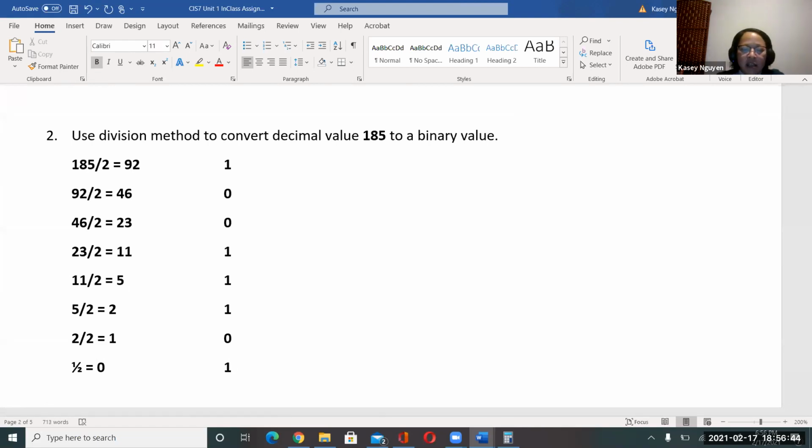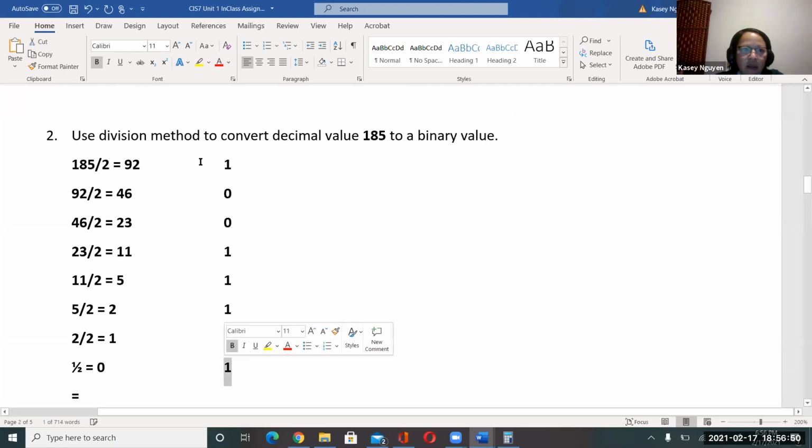And so our value is, remember, bottom up, left to right. So this one goes first. I'm going to highlight that so you know: 1.